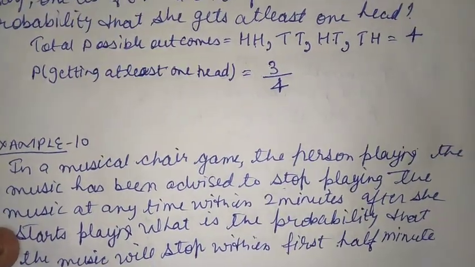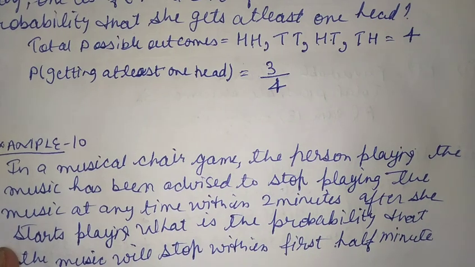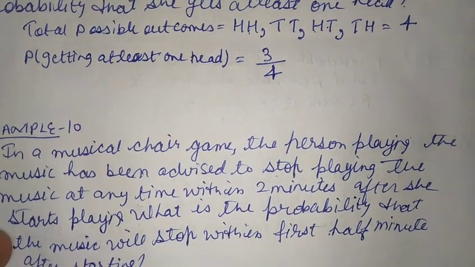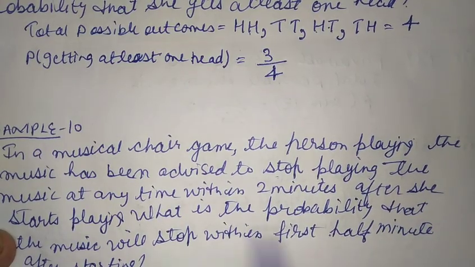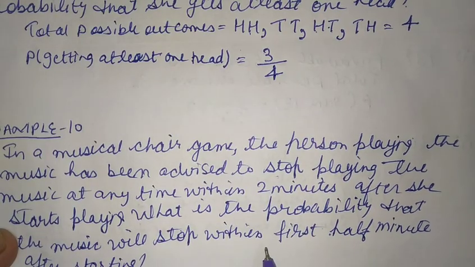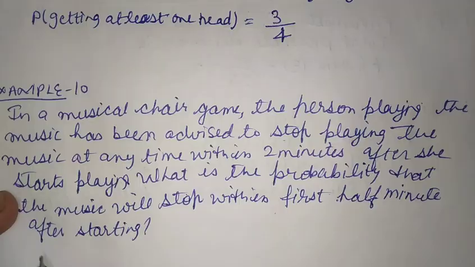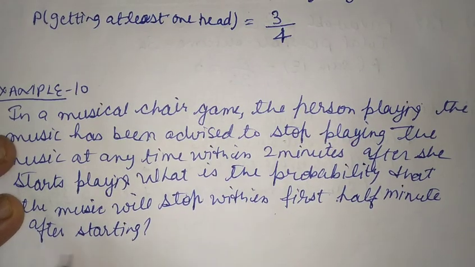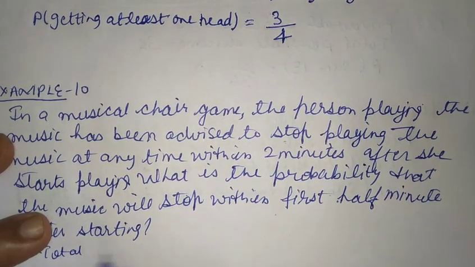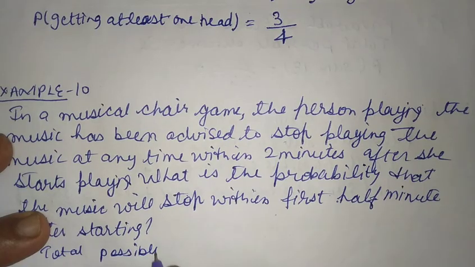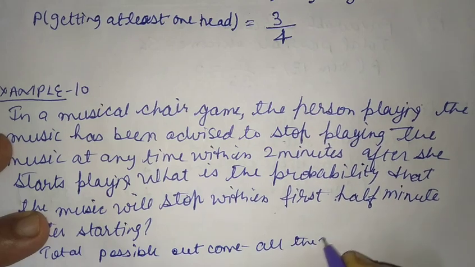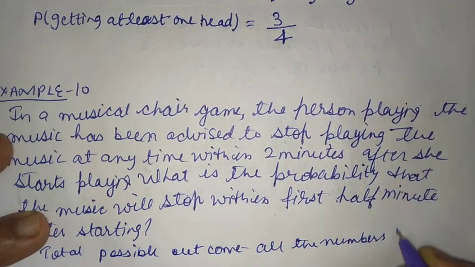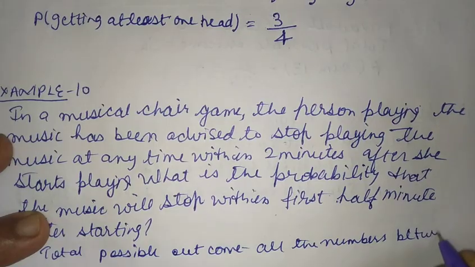In a musical chair game, the person playing the music has been advised to stop playing the music at any time within 2 minutes after she starts playing. What is the probability that the music will stop within the first half minute after starting? Let's see, the total possible outcome here will be all the numbers between 0 and 2.